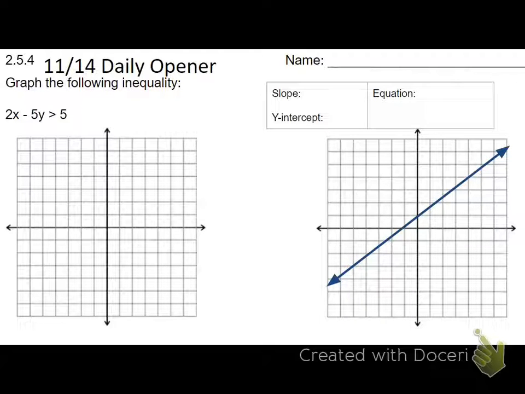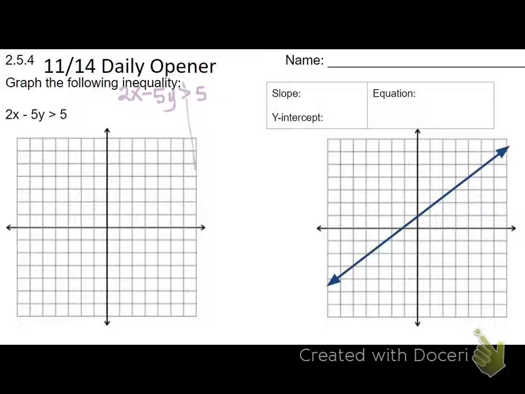So how am I going to solve it, Hannah? What am I going to set it up? What am I going to solve for? X, Y? Both. Let's do Y. All right. So we're going to solve for Y here. So we have 2x, can you guys see that? Minus 5y is greater than 5.